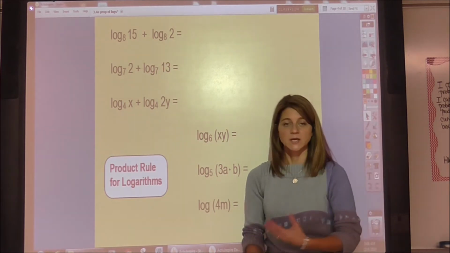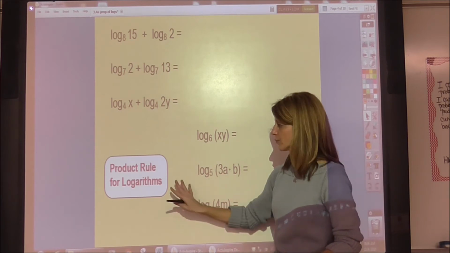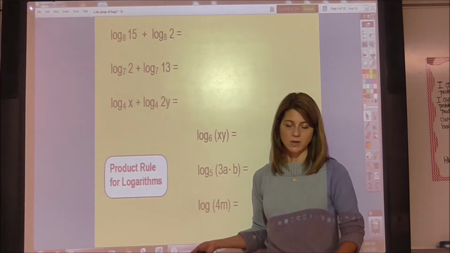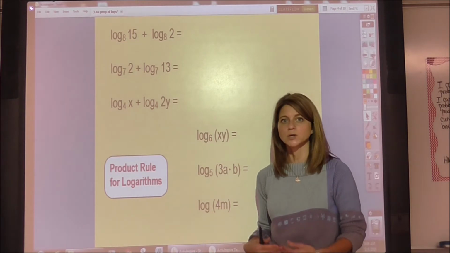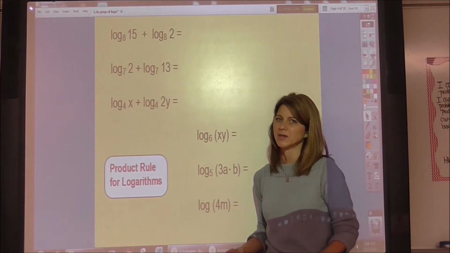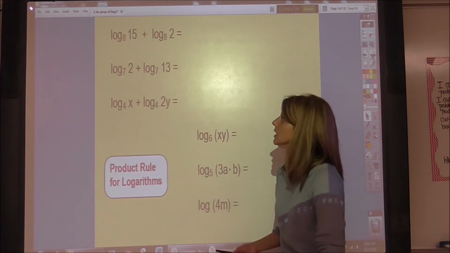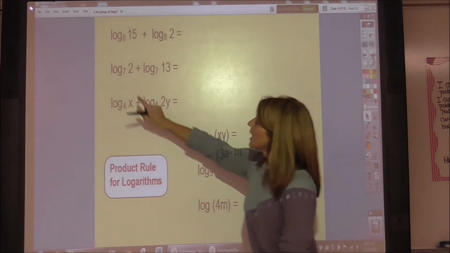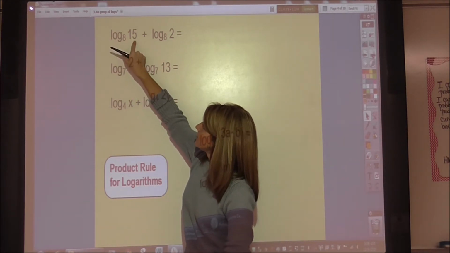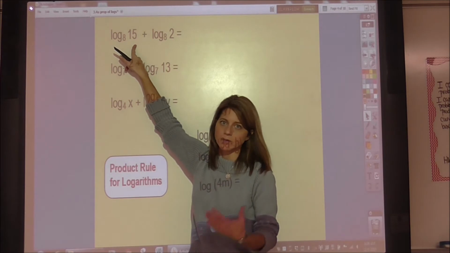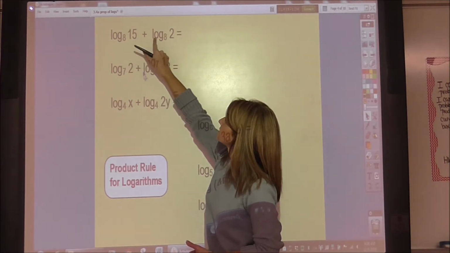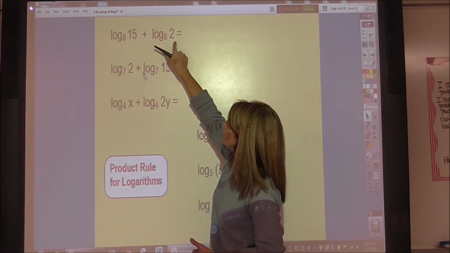The first thing that you need to know, there's something called the product rule, and we are involving logarithms. Product rule says you're multiplying, right? But you're multiplying with exponents. Okay, so it says I have log base 8 of 15. I know that's some number. I'm not even worried about what it is. And it says log base 8 of 2.